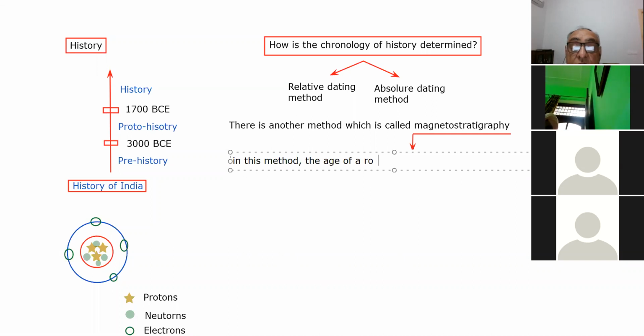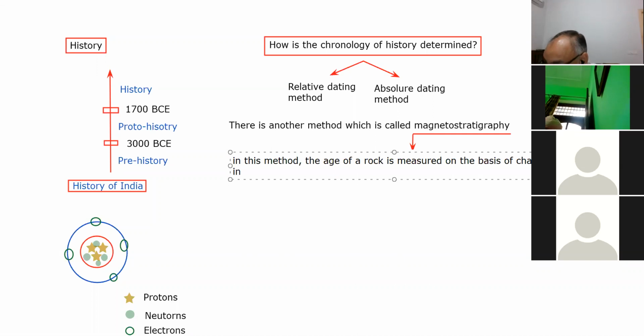The age of a rock is measured, right? The age of a rock is measured on the basis of change in magnetic field of the earth. Change in magnetic field of the earth. Okay, magnetic field of the earth.